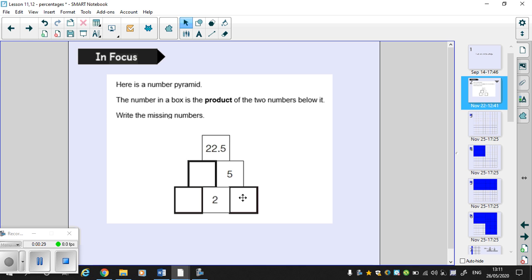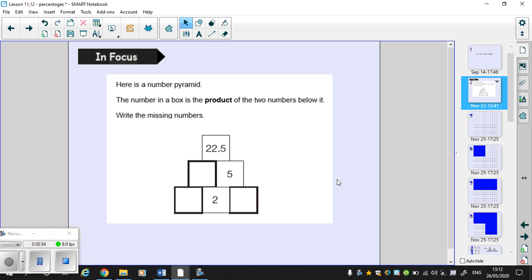So just to give you a bit of a reminder, the number in the box, 5, is the product of the two numbers below it. So 2 multiplied by something makes 5. If you can't print out the sheet that goes with this lesson, simply copy this down and work out the 3 empty boxes.